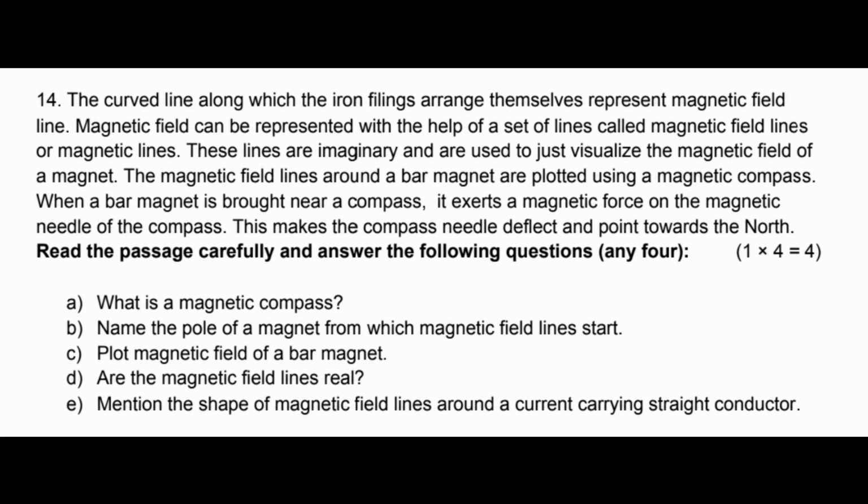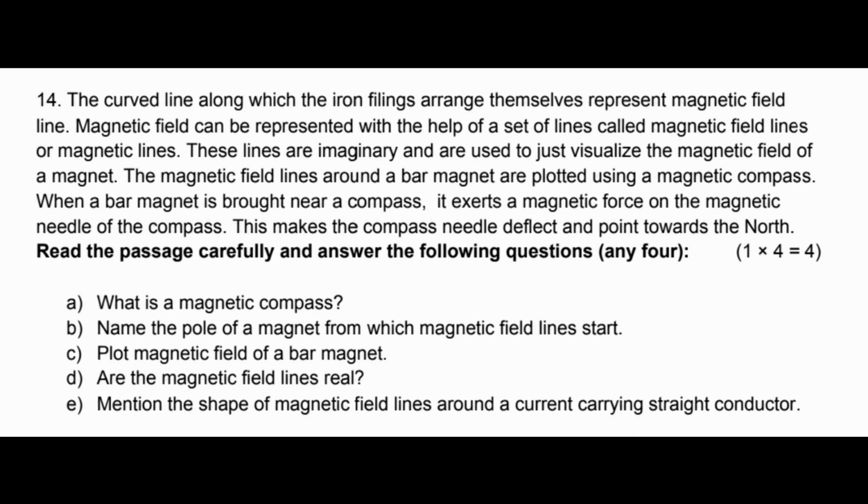From this paragraph, we have to answer the following questions. A part. What is a magnetic compass? A magnetic compass is basically a magnetic needle free to rotate on a pivot to indicate north direction. Question B. Name the pole of a magnet from which magnetic field lines start. Answer to this question: North Pole.